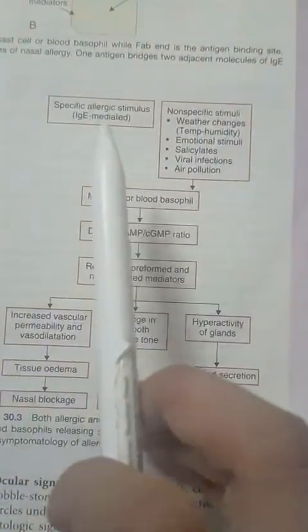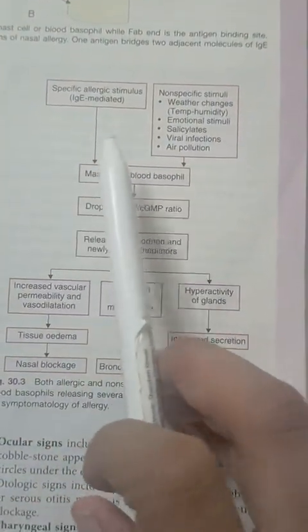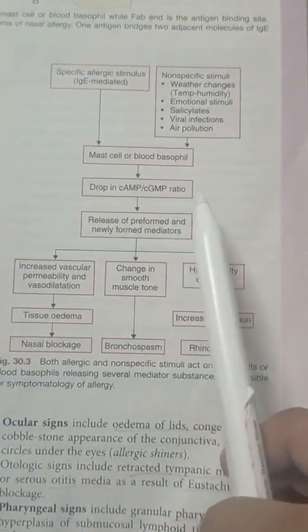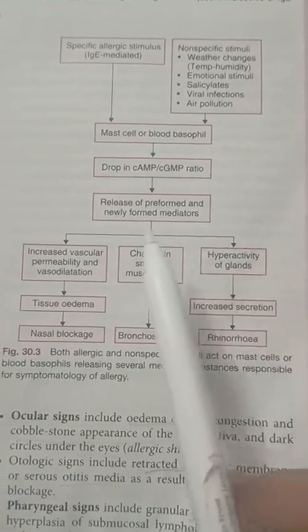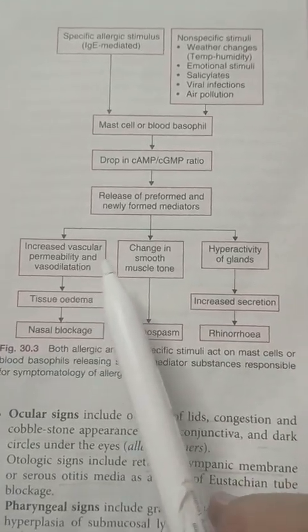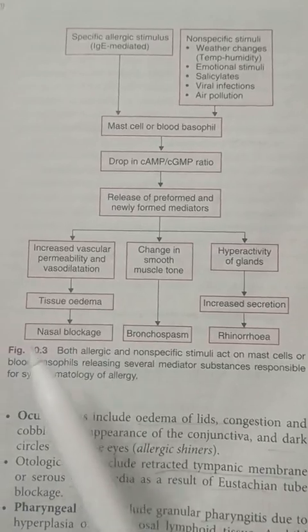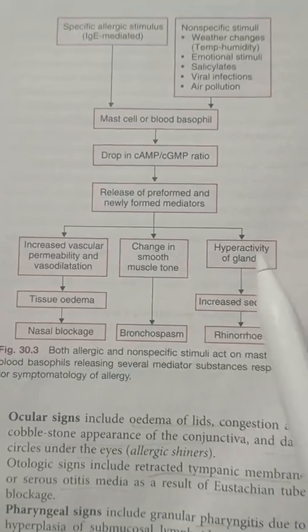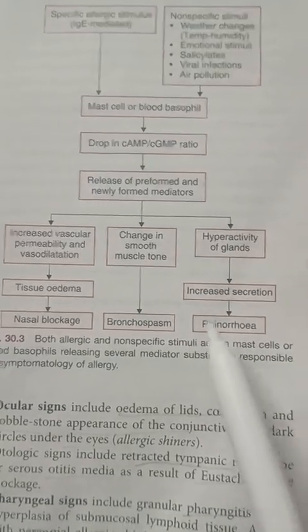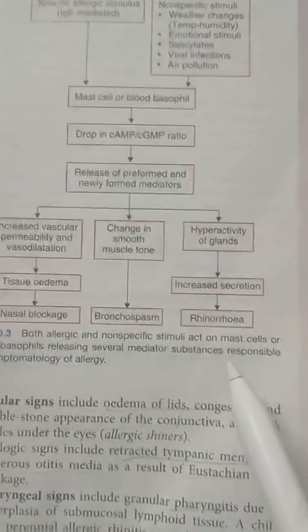So one more good diagram would be like this. As you can see in this diagram, a specific allergen stimulus, IgE mediated, causes a drop in cAMP to cGMP ratio, release of preformed and newly formed mediators, increased vascular permeability and vasodilation, tissue edema and nasal blockage, change in smooth muscle tone causing bronchospasm, hyperactivity of glands, increased secretion and rhinorrhea.